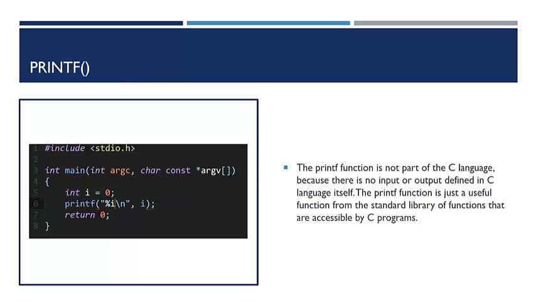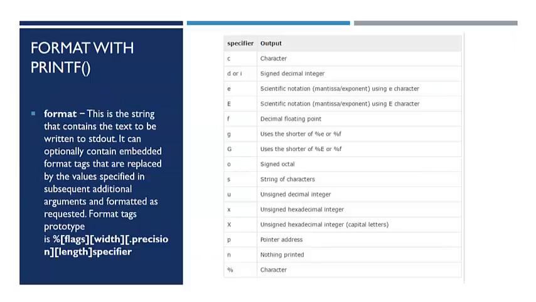So here we have a function we mainly use with a stream, which is printf. The printf function, however, is not part of the C language, because there is no input or output defining the language itself. The printf function is just a useful function from the standard input-output library. And here we can see how to use it properly.